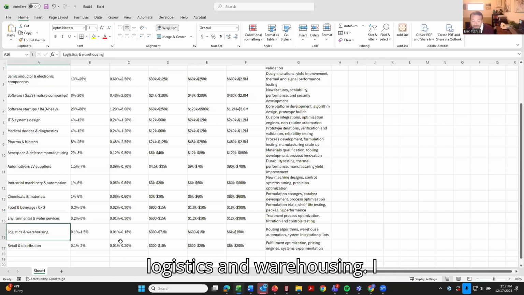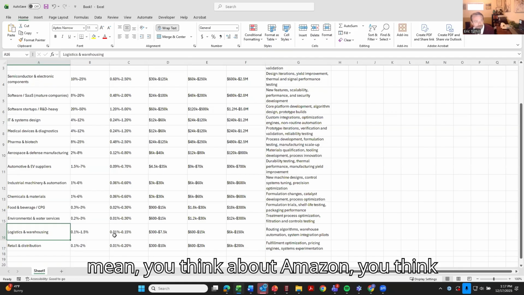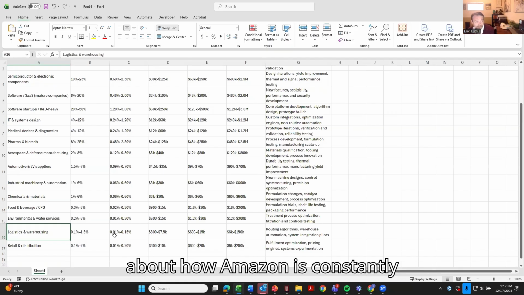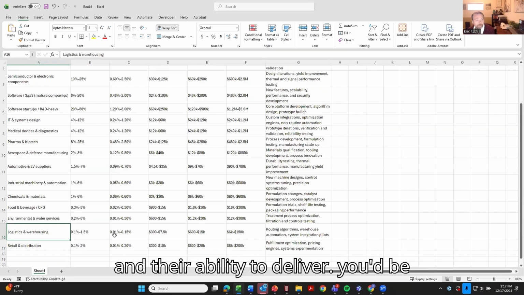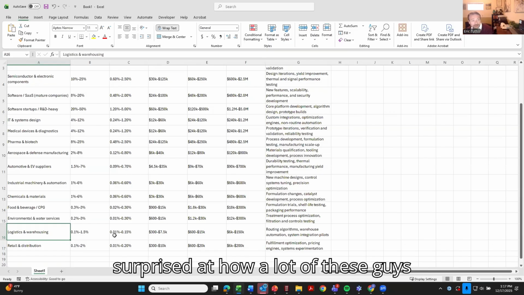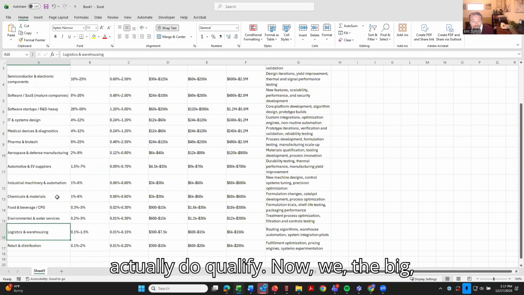Retail and distribution, logistics and warehousing. You think about Amazon. You think about how Amazon is constantly reinvesting in their product and design and their ability to deliver. You'd be surprised at how a lot of these guys actually do qualify.